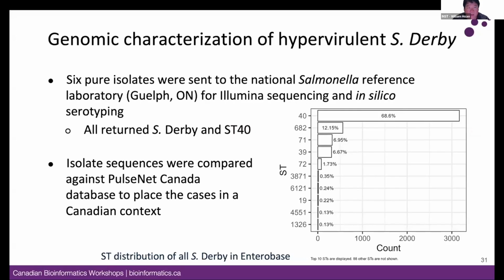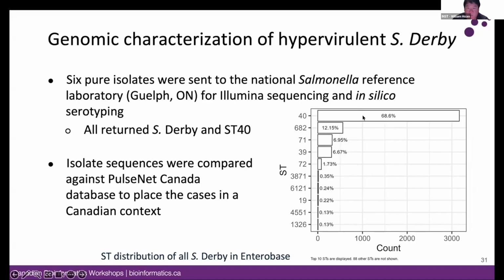So they then sent 6 of the Salmonella isolates to the reference lab in Guelph for Illumina sequencing and in silico serotyping. All of them actually returned Salmonella Derby of the same sequence type, ST40. And as you can see on the graph on the right here, sequence type 40 is the most common sequence type in the database, right?